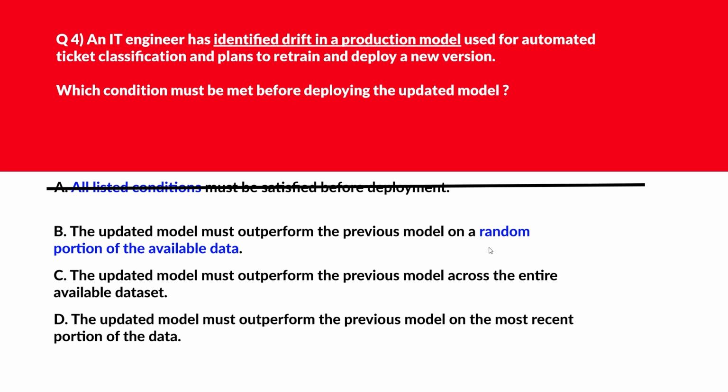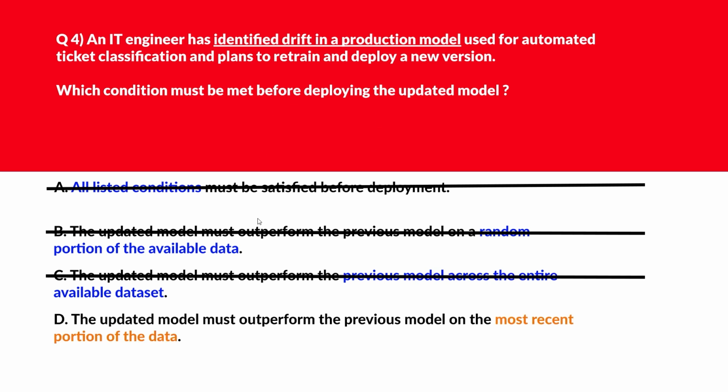Option B says the updated model must outperform the previous model on a random portion of the available data. Random subsets may not reflect current drift patterns. Wrong choice. We'll move to now option C. C says the updated model must outperform the previous model across the entire available dataset. Historical data may not represent current trends affected by drift. We'll delete this.